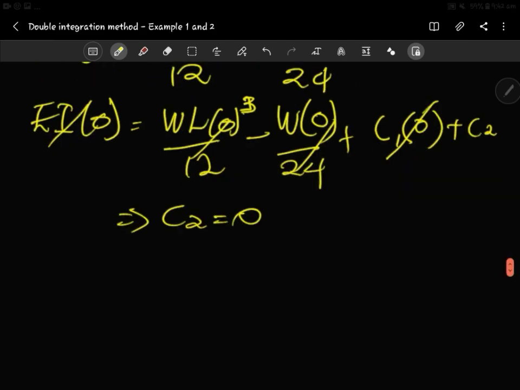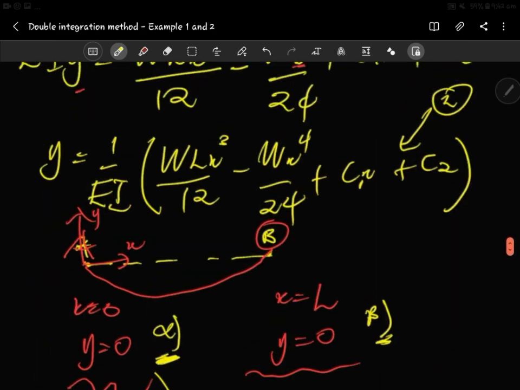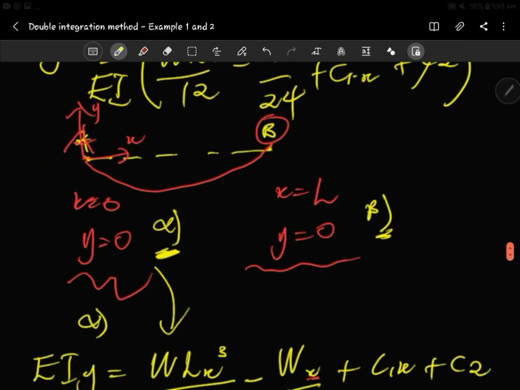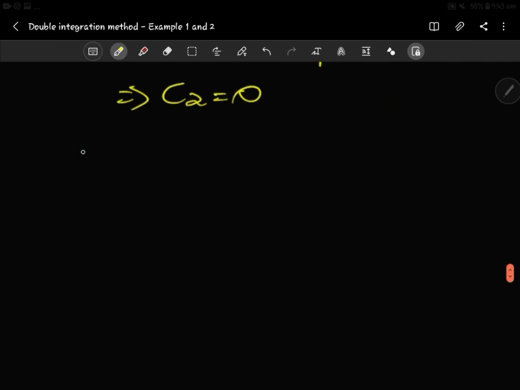Now we know that this C2 is out. The next step is to find C1, the C1x term. Now we use the second set of boundary conditions, which is this beta, to find C1. So let's do that. Beta.